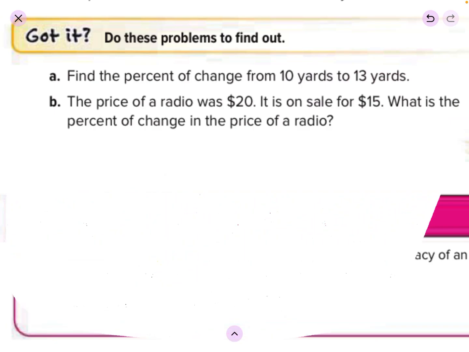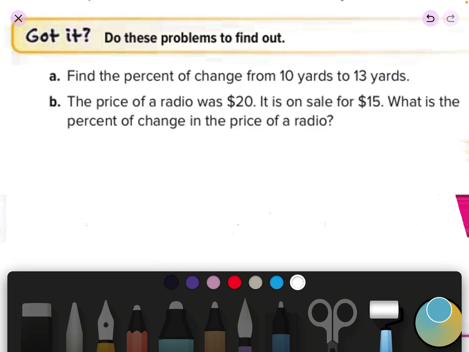Let's look at B here. It says the price of a radio was $20. It's on sale now for $15. What is the percentage change in the price of the radio? So again, you see that, you've got something on sale. You want to know what percentage did I save?